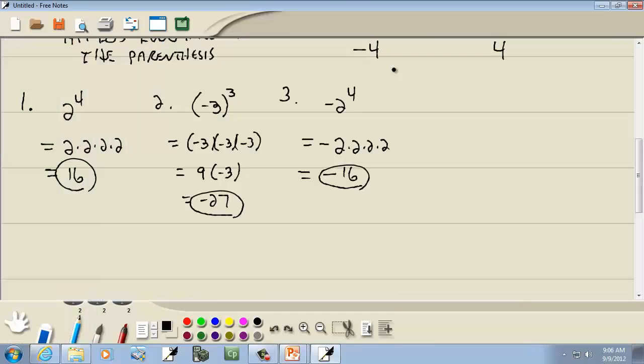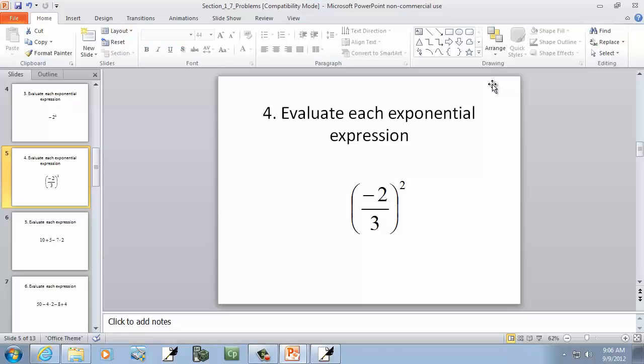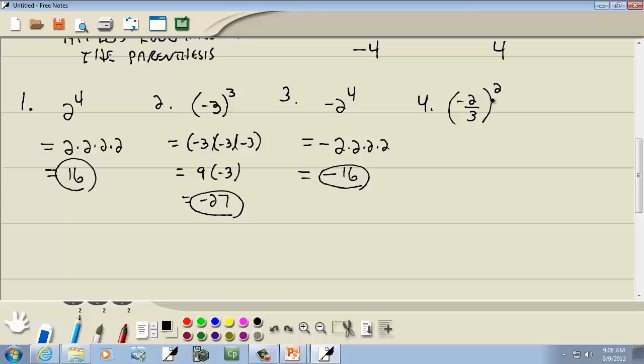And the last one for the exponents, we got negative 2/3 to the second power. Now what's to its immediate left here is parentheses, so it's going to affect everything inside the parentheses. So this is going to become negative 2/3 times negative 2/3. Multiply top parts together. Negative 2 times negative 2 is a positive 4, and the bottom parts, 3 times 3 gives you 9. So our answer will be 4/9.